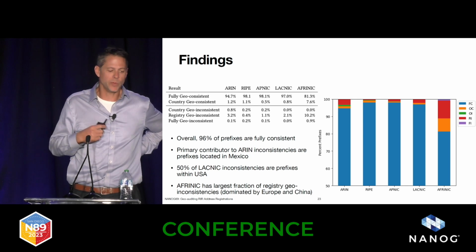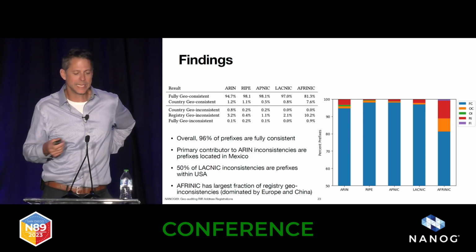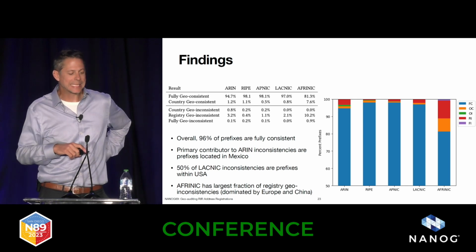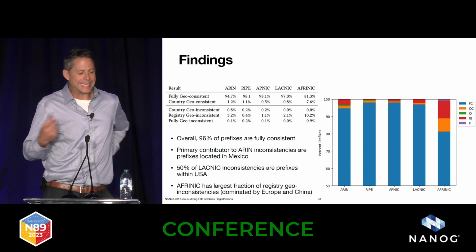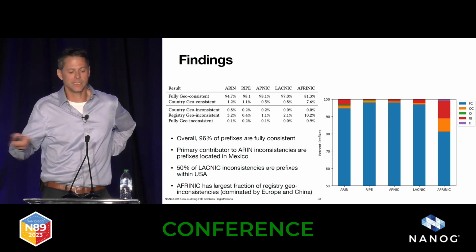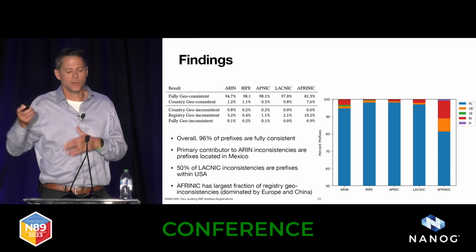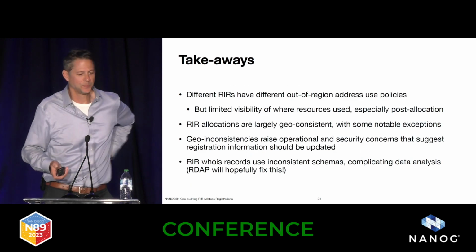When we look at Afrinic in some more detail, the registry geo-inconsistencies are really dominated by instances of inconsistencies due to the addresses being used in Europe and in China.